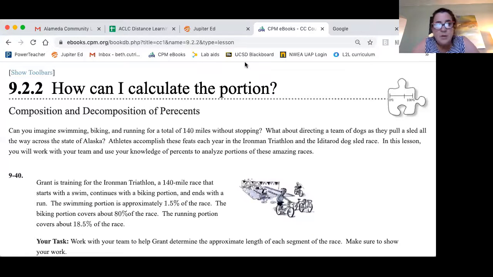Okay, today we're going to do 922. How can I calculate the portion? We're going to be talking about two different races.